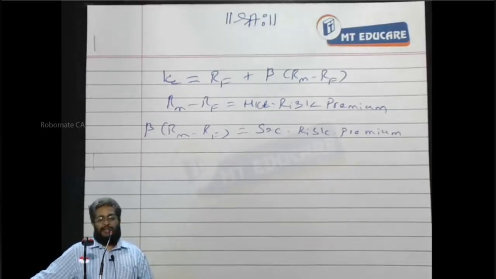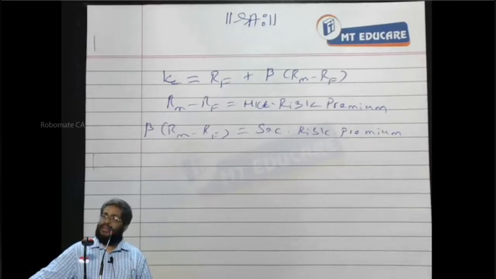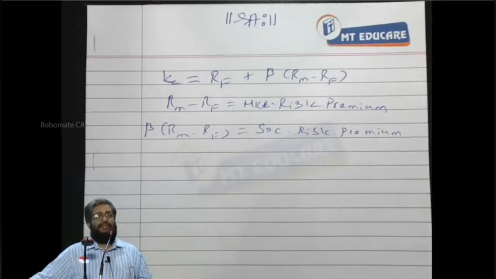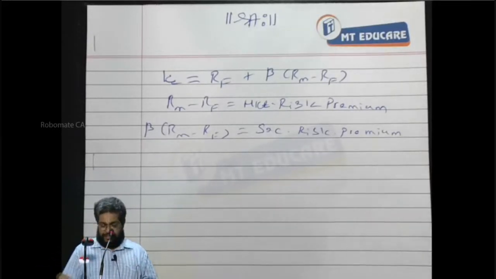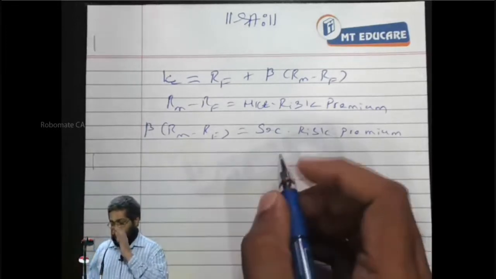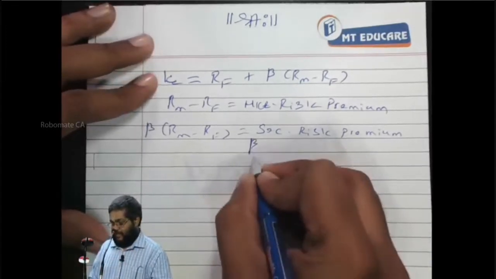Point C. The beta can be calculated in 3 ways. We'll discuss the next 3 later, okay? Branch it into 3.